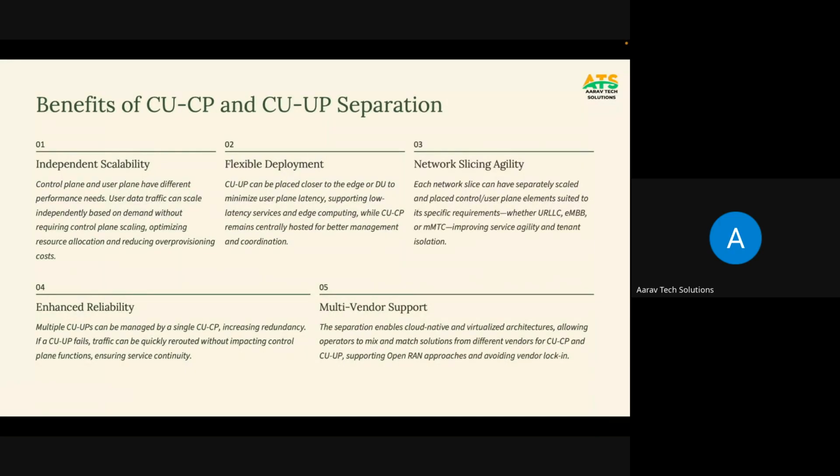Speaking in a broader manner, we have a total of five advantages. The first one is independent scalability. Second is easy, flexible deployment. Third is network slicing. Fourth is enhanced reliability and security. And fifth is multi-vendor support. What do we mean by independent scalability? Because you have split the control plane and the user plane, and both planes have different performance needs and requirements, we have made them independent units. So the scalability becomes very independent. The next one is flexible deployment, a very easy and cost-effective deployment. That's why it is getting popular day by day.